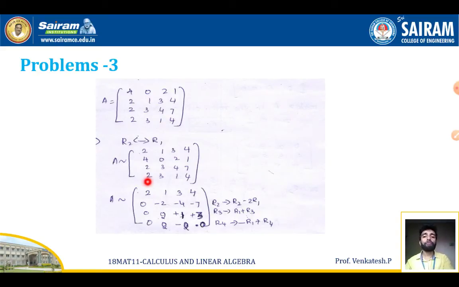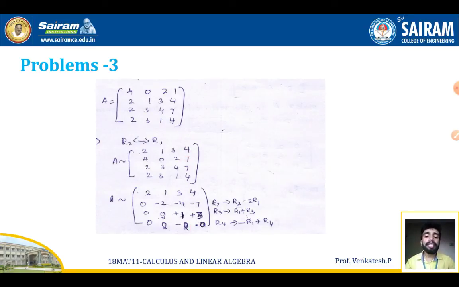After applying the series of operations, I can keep the first row as it is: 2, 1, 3, 4. I'm applying the operation for the R2 row now. R2 implies R2 minus 4 R1. After subtracting, 4 minus 4 I'll be getting 0, 0 minus 2 I'll be getting minus 2, 2 minus 6 I'll be getting minus 4, 1 minus 8 I'll be getting minus 7. Again R3 minus R1: 0, 3 minus 1 is 2, 4 minus 3 is 1, 7 minus 4 is 3. Again R4 minus R1: 0, 3 minus 1 is 2, 1 minus 3 is minus 2, 4 minus 4 is 0.